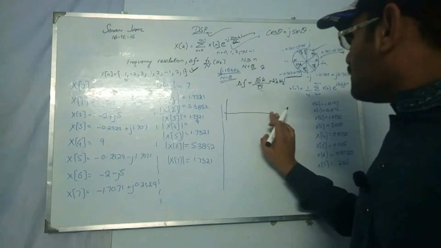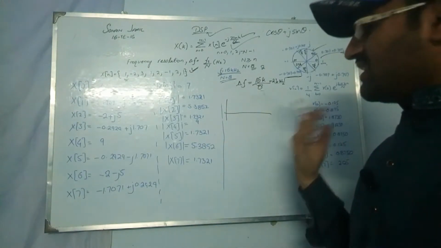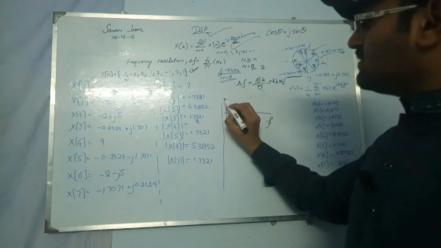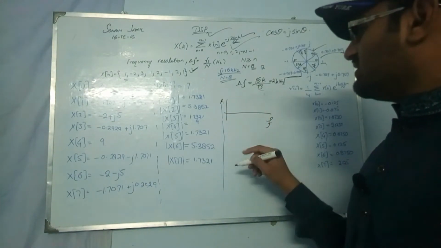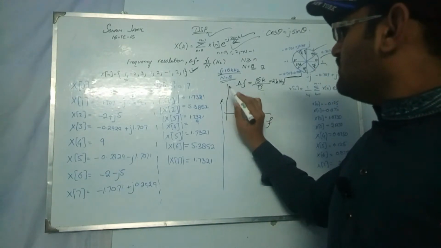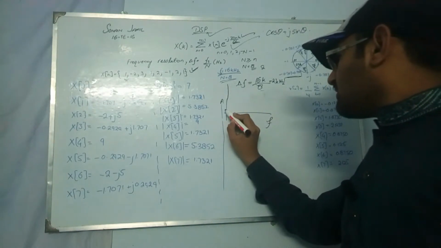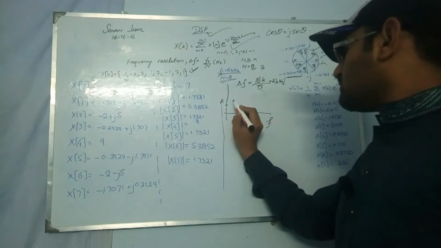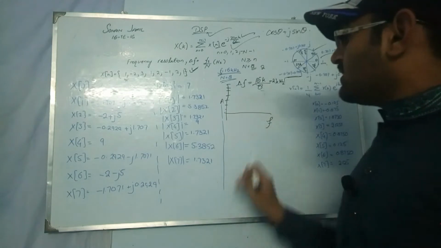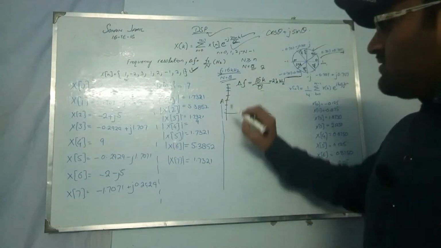Now if I want to plot this signal against frequency, this is amplitude and this is frequency, the values will be 1, 2, 3, 4, 5, 6, 7. Just a rough plot.